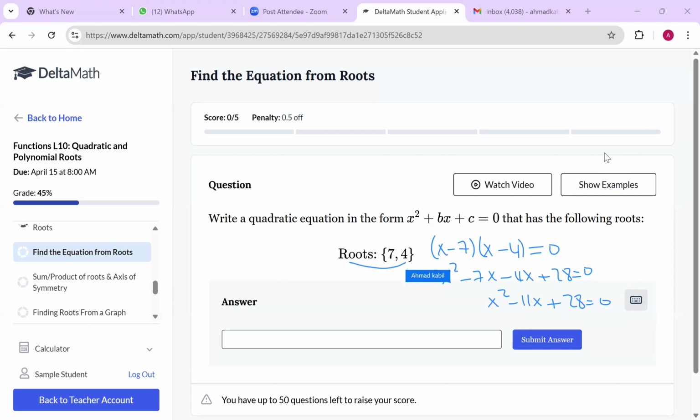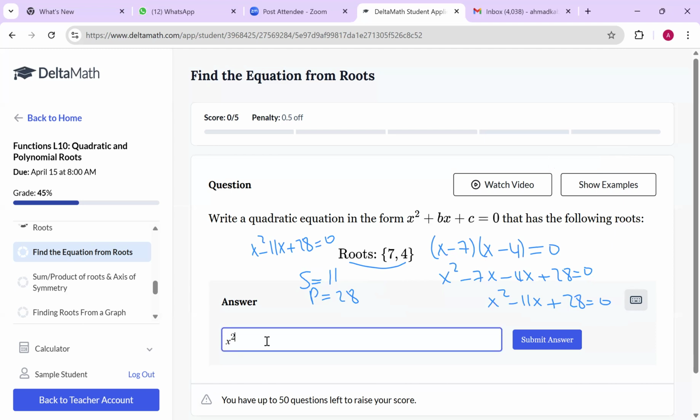The second approach is to just get the sum and the product. So the sum is 11 and the product is 28. And just write x squared minus 11x plus 28 equals 0. Of course, this is much faster. You can start to appreciate the advantage of using the sum and product. It just requires fewer steps. So x squared minus 11x plus 28 equals 0.